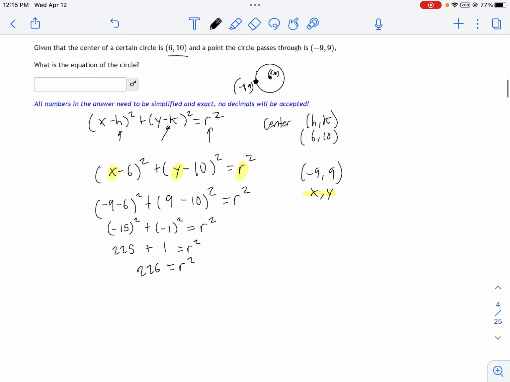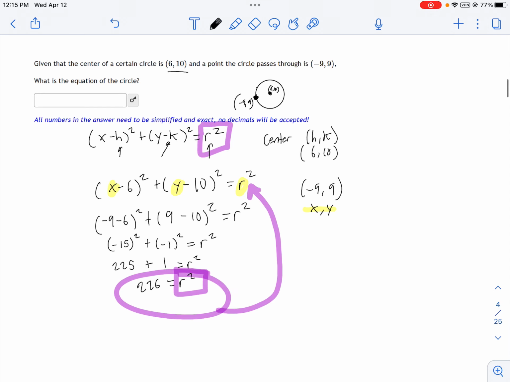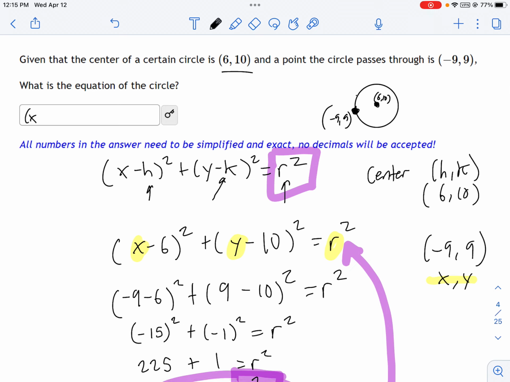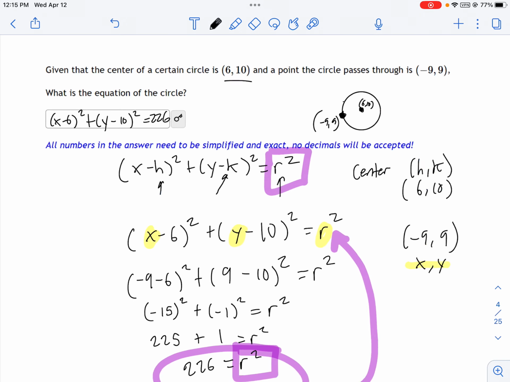Now, do we have to solve for r? No. Think about it this way. The only thing you're looking for is r², because that's what needs to go in your equation. You have solved for r². r² equals 226. You don't have to do anything further than that, and you're essentially done, because all we're doing now is plugging that into our initial equation. So we have (x - 6)² + (y - 10)² = 226. The number we just found is our r².